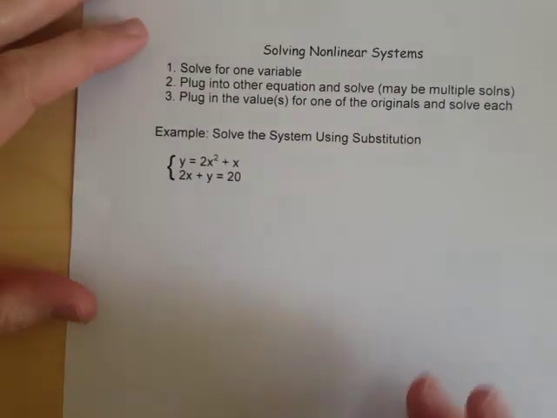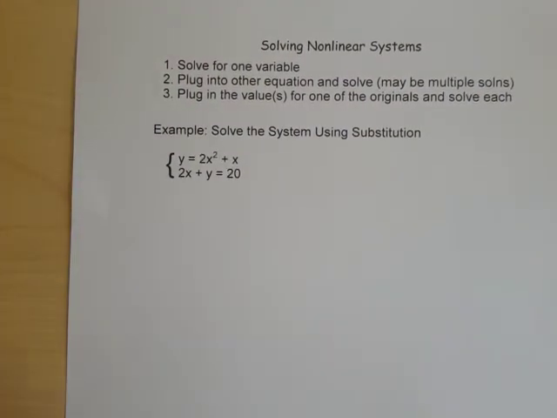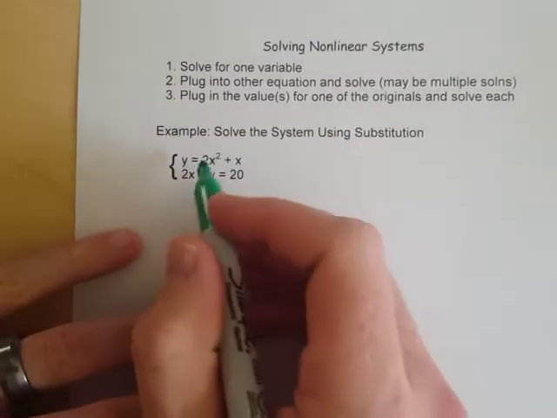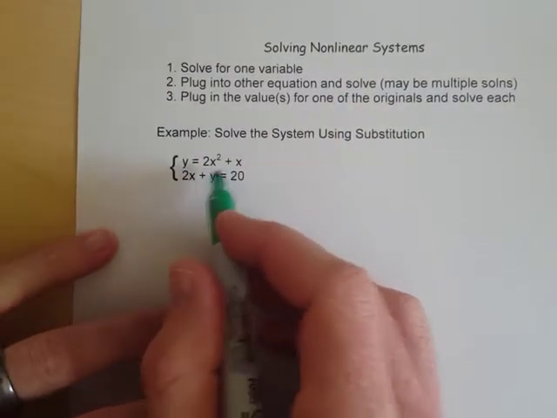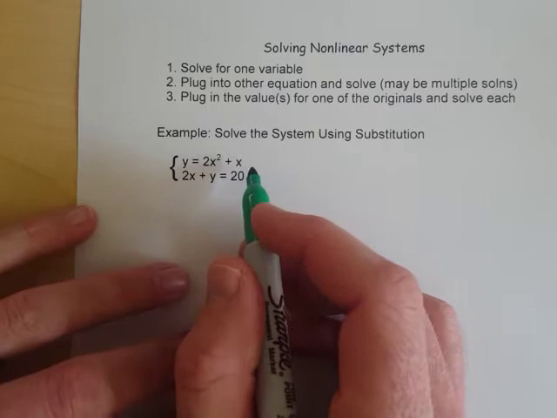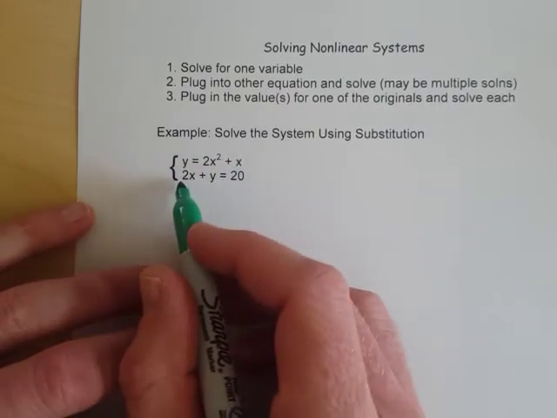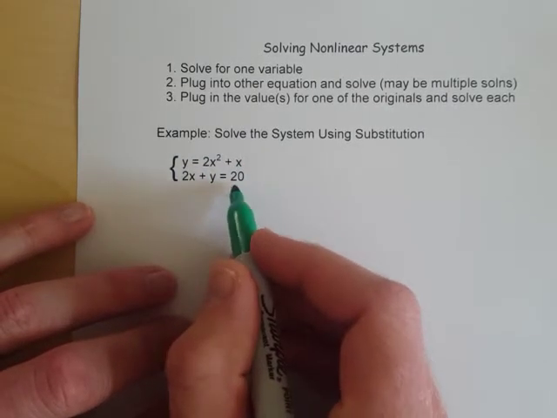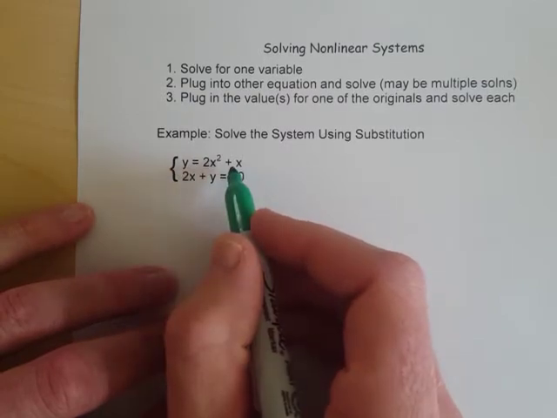We continue here with substitution, but this time we're going to do a nonlinear system. So that means that these two equations you see here, they're not both in the form y equals mx plus b, or they can't be changed to that form. Now the second one is a linear equation, the first one is not.